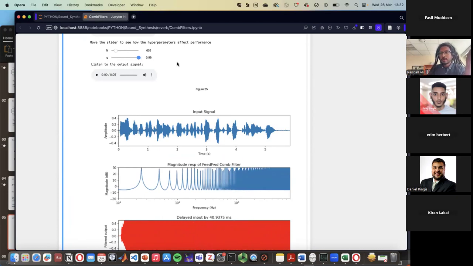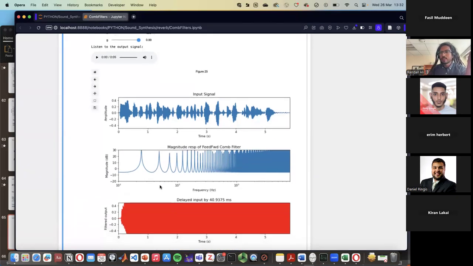this is what we mean by instability. This is what the output looks like, and you can listen to it. I like to break systems a lot.